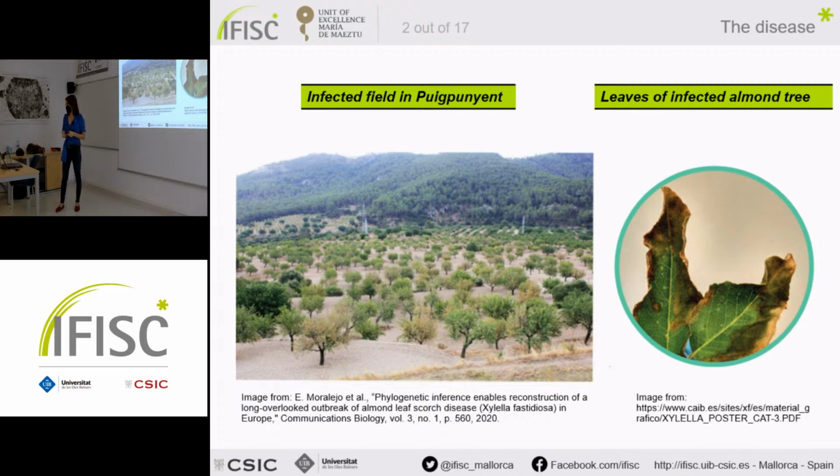Trees on Majorca. And it was regarded as the causal agent of death and decline of these trees over the last 15 years. This is a bacterium endemic of the Americas and is regarded as one of the major threats of plants worldwide for its large number of vectors, clones, and hosts. So here we can see an infected field in Puigpunyent of almond trees, and here a close-up image of the leaves of an almond tree that has been infected.